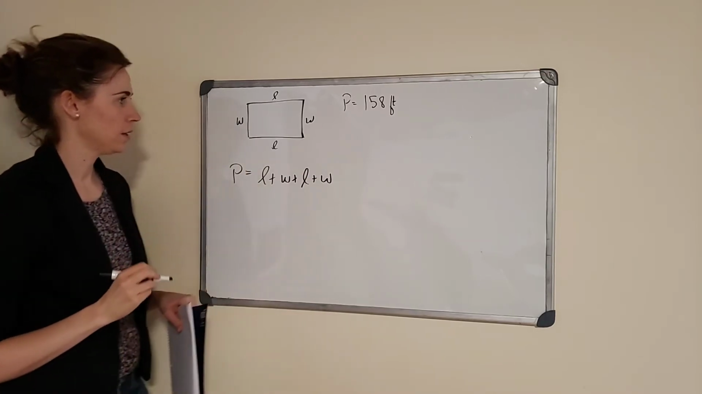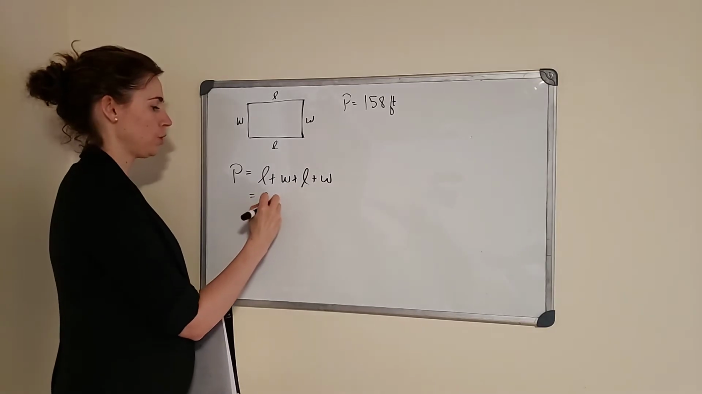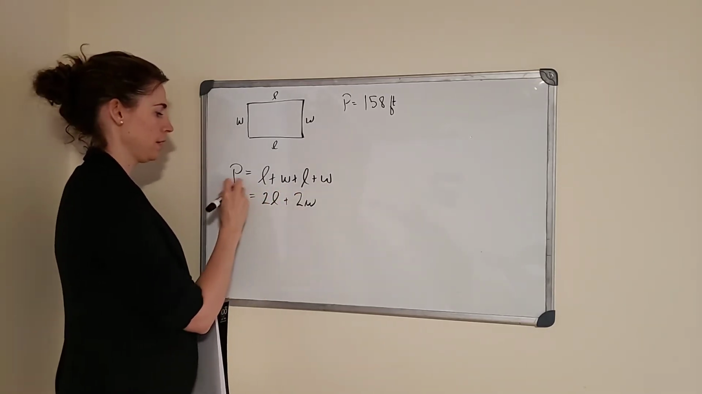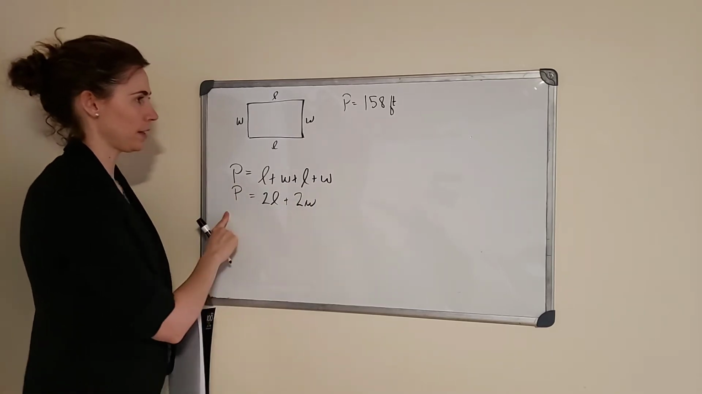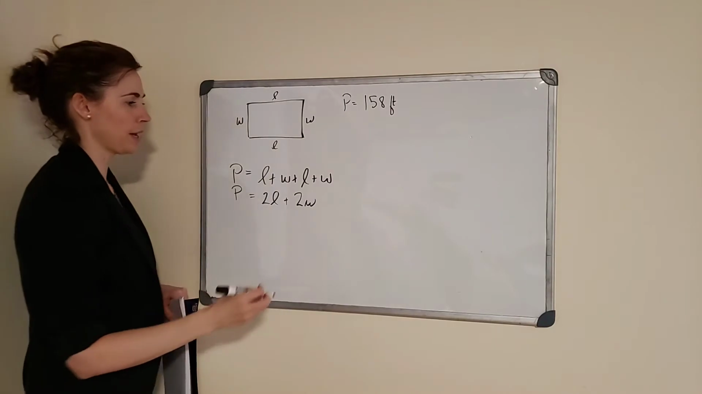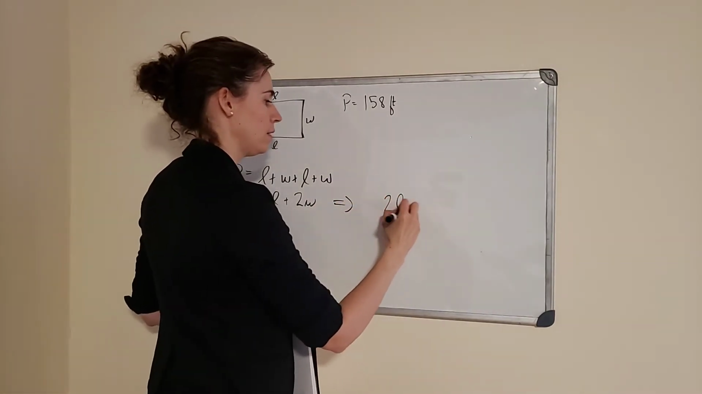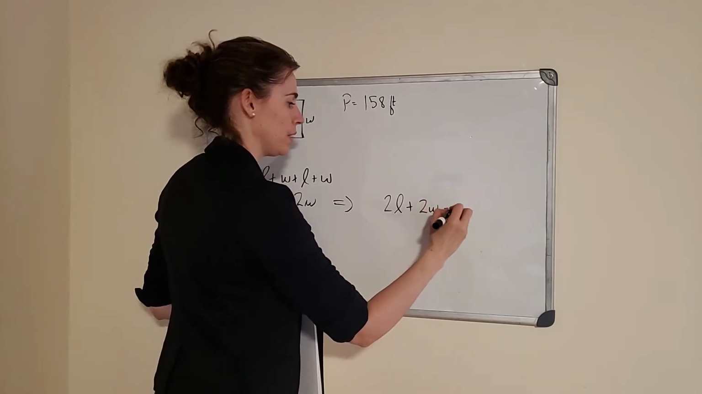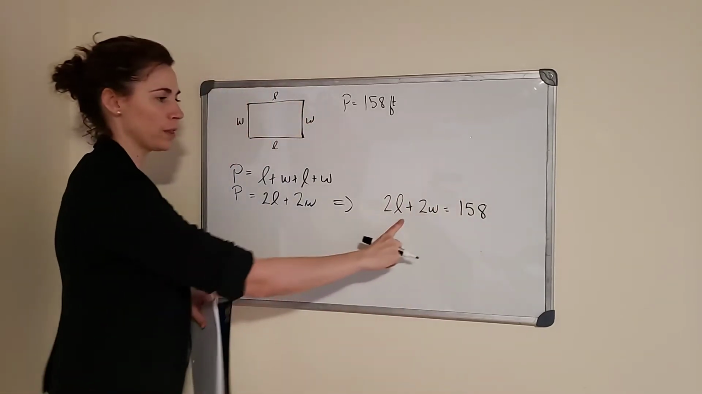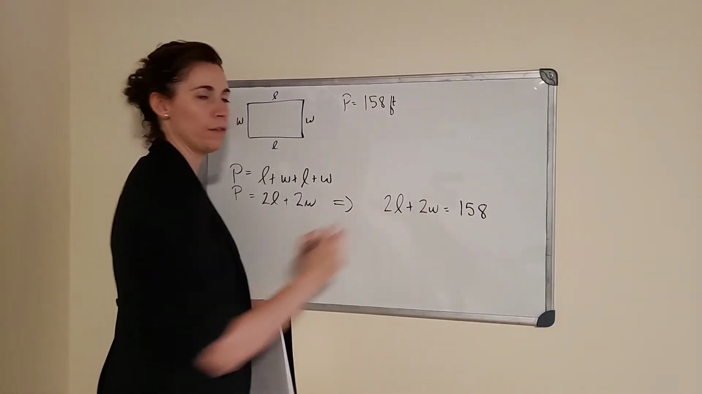Or you could say this. See how there's L plus L would be 2L, W plus W would be 2W, okay? So our perimeter would be something like this, and they've actually given us what the perimeter is. So let's go ahead and put that in. I'll just put that over here. So 2L plus 2W equals 158, okay? So if we knew what the length was, and we knew what the width was, we could put them in there, and it would equal 158.